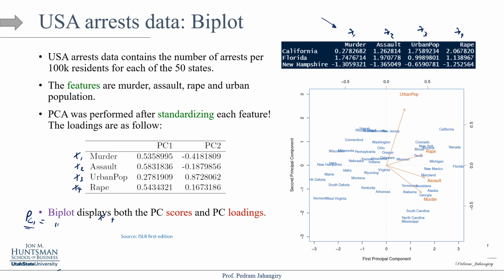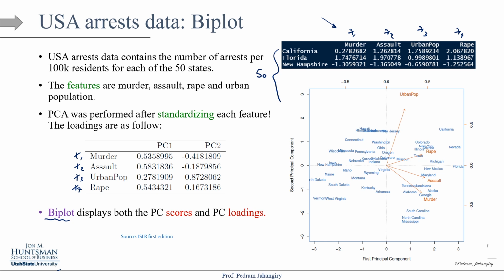What do I mean by that? Imagine this is something we call a biplot. It shows both the principal component scores and the loadings. Let's figure out what the scores are first. Remember, we have 50 observations and 4 features, but we want to go from 50 observations with 4 features to 50 observations with 2 features, right?